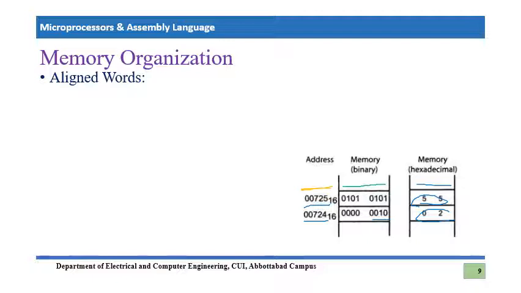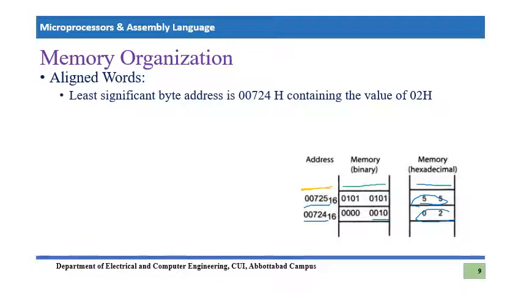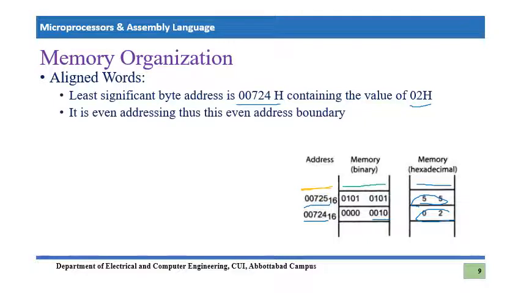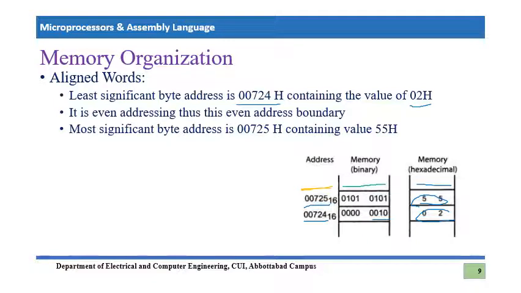So this means that the least significant byte address is 00724, and its value is 02 hex, and it is on an even address boundary because the least significant byte is stored at an even address, while the most significant byte, of course the next byte, is stored at the higher address as well, and that is 55. So the complete word will be: least significant byte is 02 hex, most significant byte is 55 hex, so the complete word will be 5502 hex.